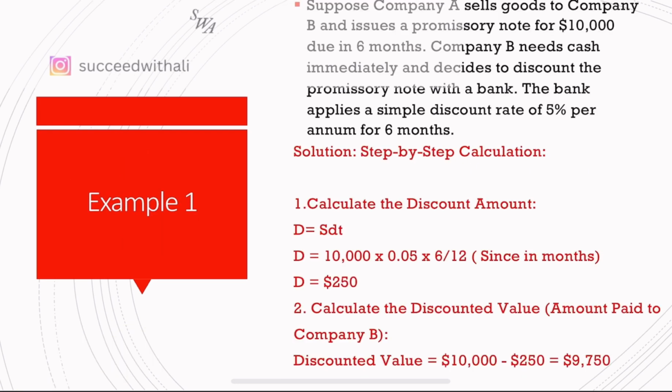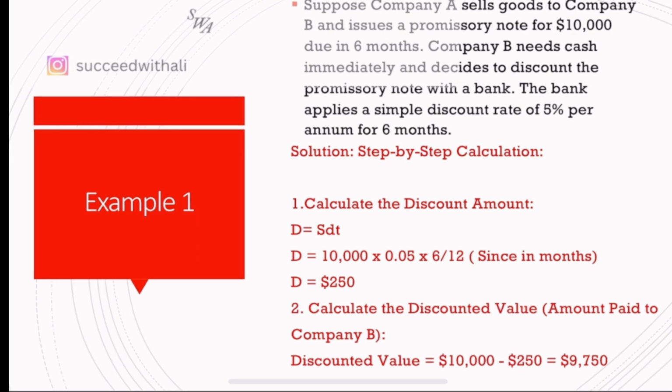Example 1. Suppose Company A sells goods to Company B and issues a promissory note for $10,000 due in 6 months. Company B needs cash immediately and decides to discount the promissory note with a bank. The bank applies a simple discount rate of 5% per annum for 6 months. Alright, so step-by-step calculation. First, we should calculate the discount amount, which is D equal S d t. It's 10,000 times 0.05 times 6 over 12, since it's given in months. And then we get D equal to $500.